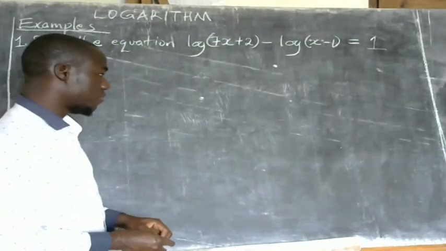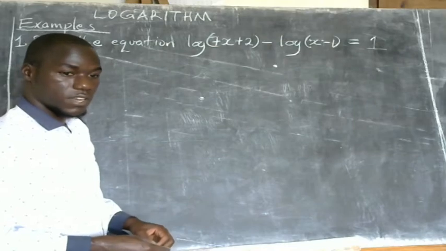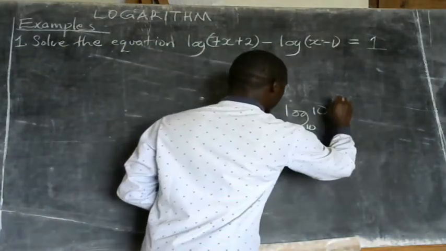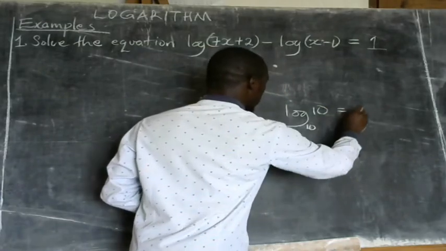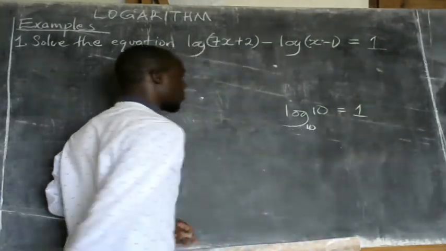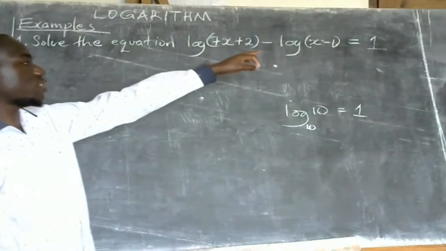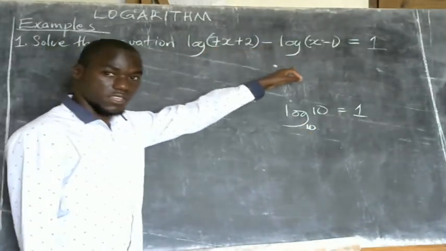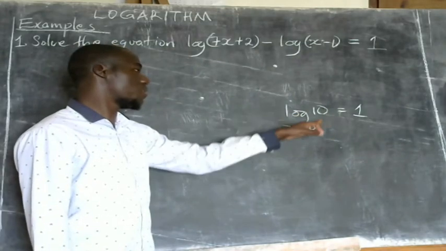And remember, from our laws of logarithms, we said that log of a number to the same base condenses to 1. So I'm going to substitute the 1 with log 10 base 10. If they had used log base 3, you would substitute log 3 base 3.